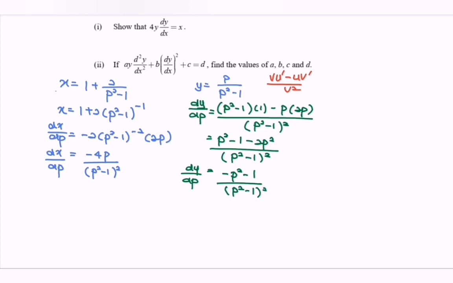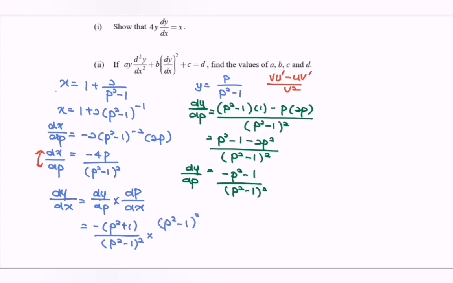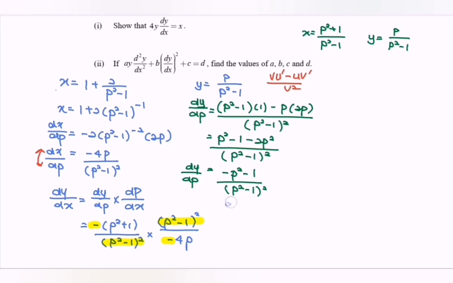Next is to find dy/dx, where we have dy/dp multiplied with dp/dx. Kindly substitute. We have negative (p squared plus 1) over (p squared minus 1) squared, multiplied with, notice that we have to flip this part, (p squared minus 1) squared over negative 4p. From here we can simplify. So we have dy/dx equals (p squared plus 1) over 4p.